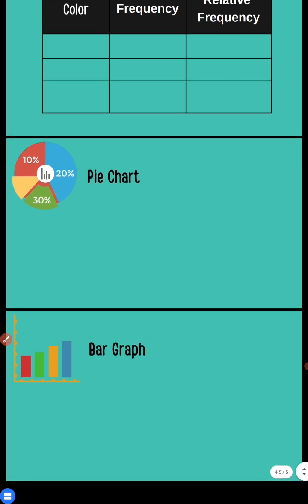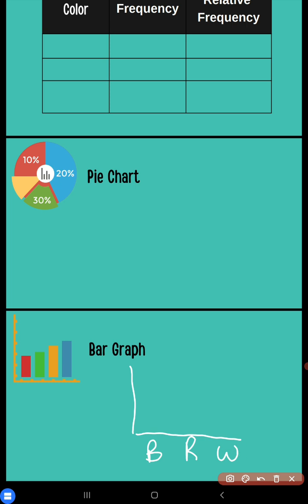And we could draw our bar graph up and down or left and right. It does not matter. Okay, so I'm going to draw mine up and down, right? And so let's say I want my first bar to be blue. I want my second bar to be red, and then my third bar to be white. And then up the side, I'm going to put a scale.